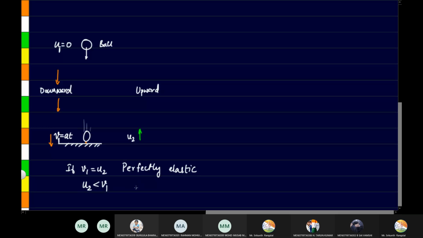So u2 is equal to the coefficient of restitution, let me write it as r, into v1. Here r is called the coefficient of restitution. If you know the coefficient of restitution, you will be able to find the upward velocity after collision. Is it clear?